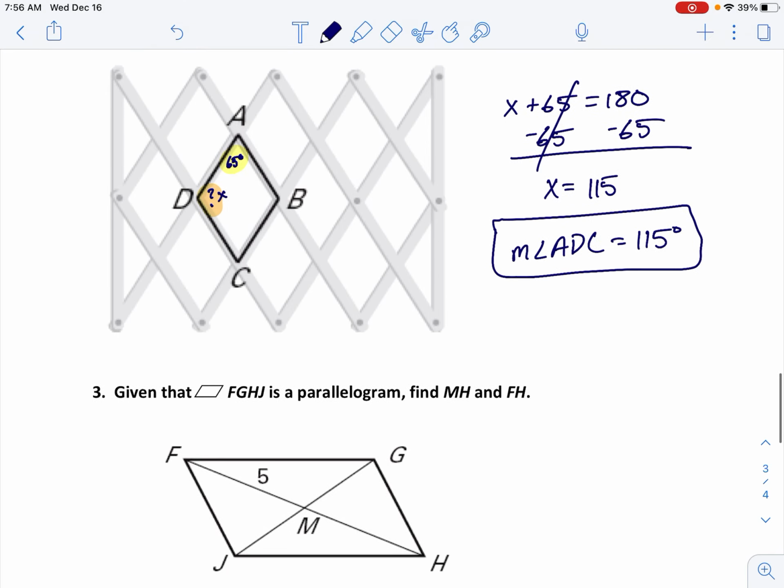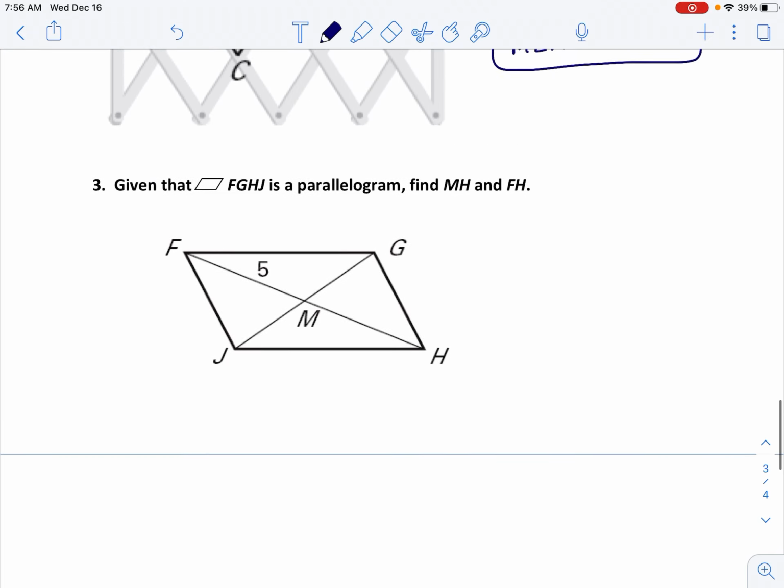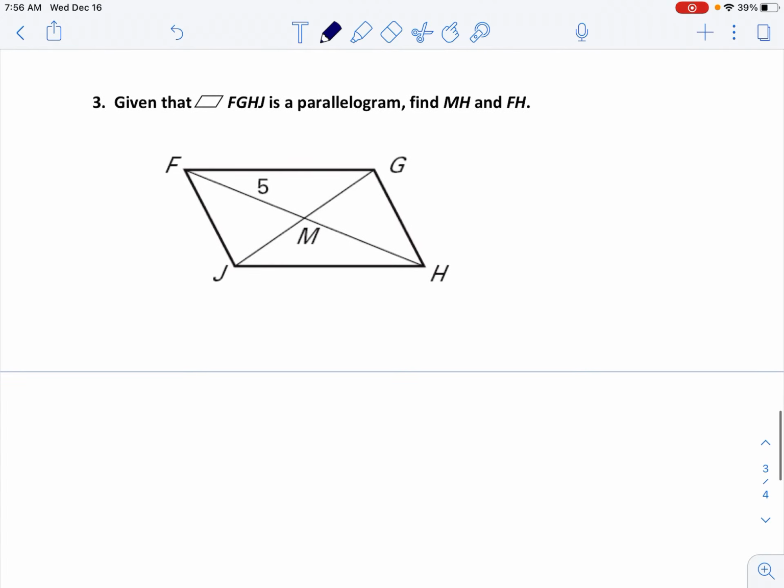All right, and then I believe this is the last one. Yes, it is. Given that this is a parallelogram, find MH and FH. So let's just look at where MH is first. Now I'm noticing something here. They give me that this one is 5, and this is a parallelogram, so diagonals bisect each other. Here's the middle of the diagonals, so this piece must be the same. So this is 5 as well. So MH is equal to 5.